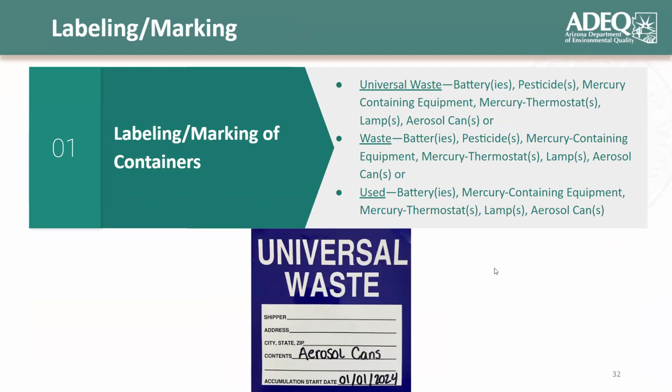There are 3 different ways to label the containers of universal waste. We highly recommend to choose one labeling method and apply that method to all universal waste streams and containers. As shown in the photo here, a universal waste handler can label their universal waste containers as universal waste, followed by the accompanying type of waste. So in this instance, universal waste aerosol cans. A second option is to label the universal waste containers as waste, followed by the accompanying type of waste, such as waste batteries. And your third and final option is to label the universal waste containers as used, followed by the accompanying type of waste, so used lamps.